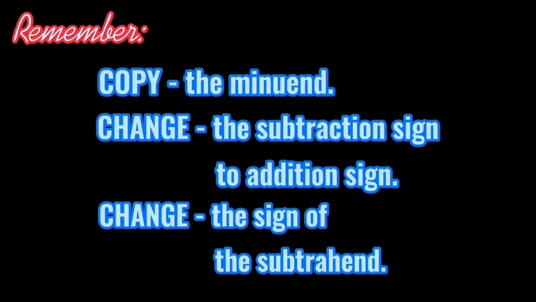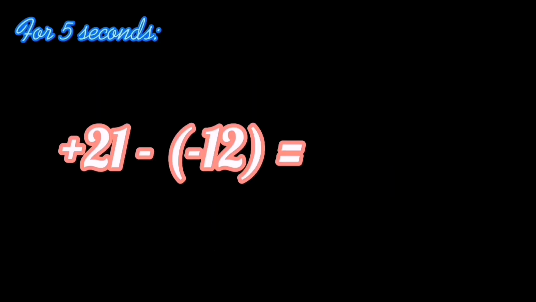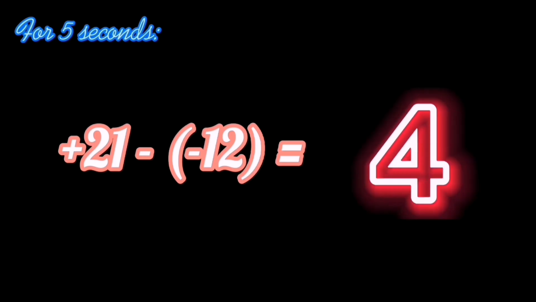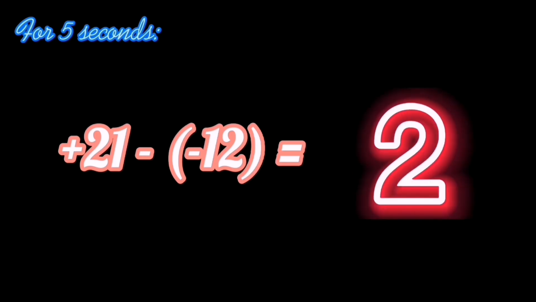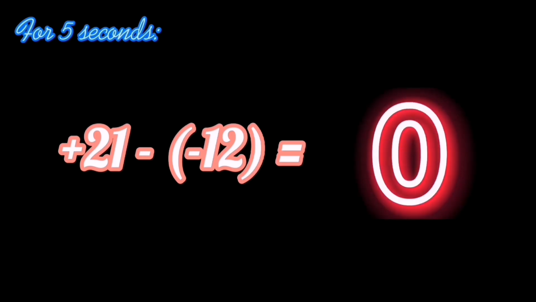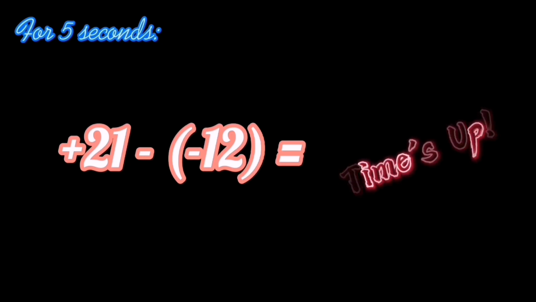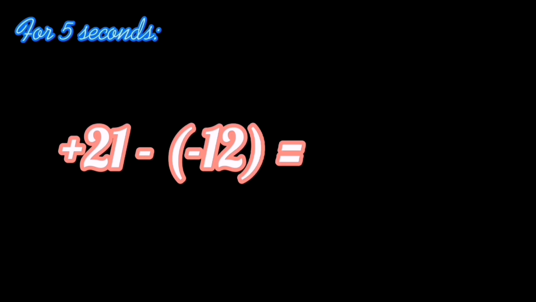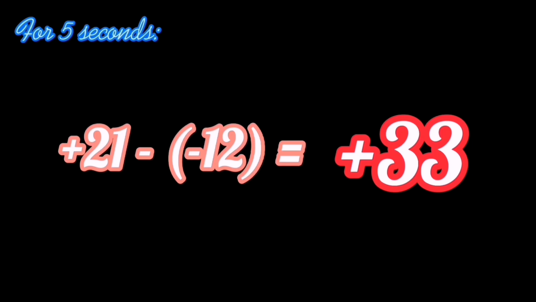Before we end up this video, let us, as usual, have some exercises. Remember, copy, change, change. Then we proceed back to addition. For 5 long seconds, positive 21 minus negative 12. Go. Alright, time is up. The correct answer is positive 33.